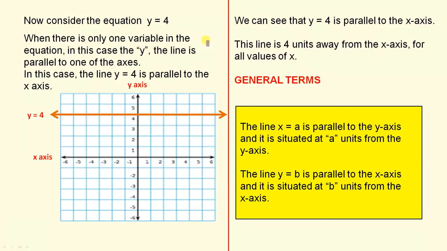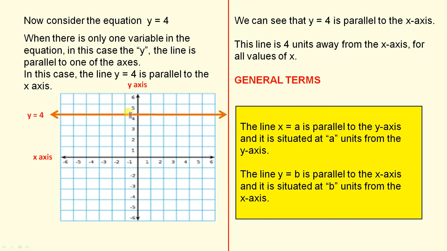Now consider the equation y equals 4. When there is only one variable in the equation, in this case the y, the line is parallel to one of the axes. In this case, the line y equals 4 is parallel to the x-axis.